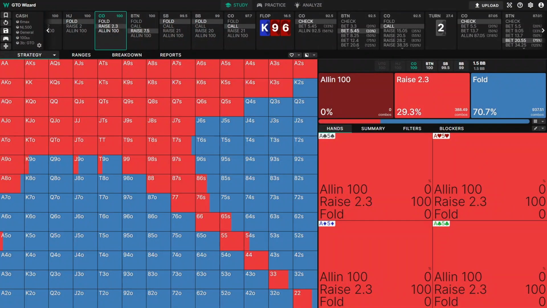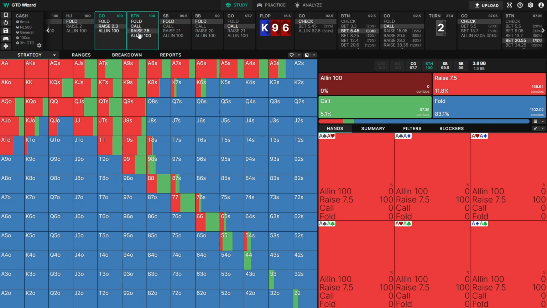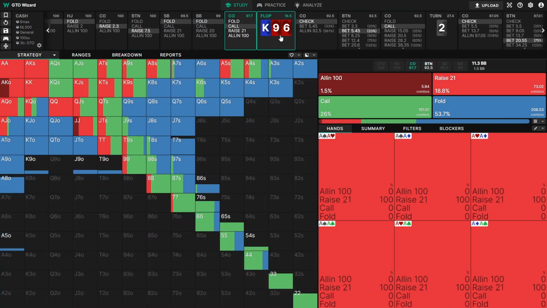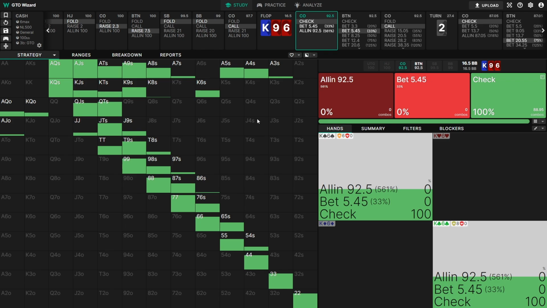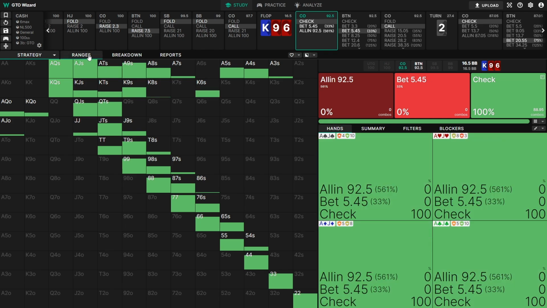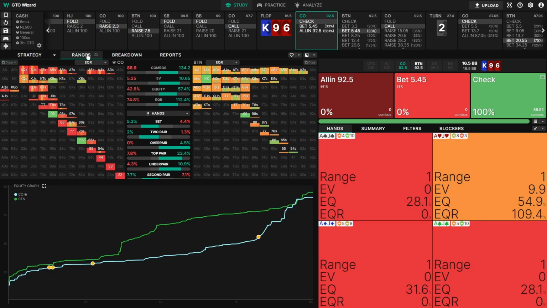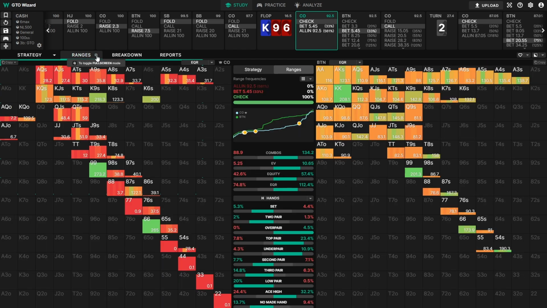Let's put theory into practice using a GTO Wizard example. So cutoff opens 2.3, and we face a 3-bet from the button, and we call. The flop comes King 9-6 two-tone. So first of all, let's examine the equity realization. I'm going to select the ranges tab so I can compare both players' ranges at the same time. We'll go full screen, and I'm going to select EQR from both of these dropdowns.